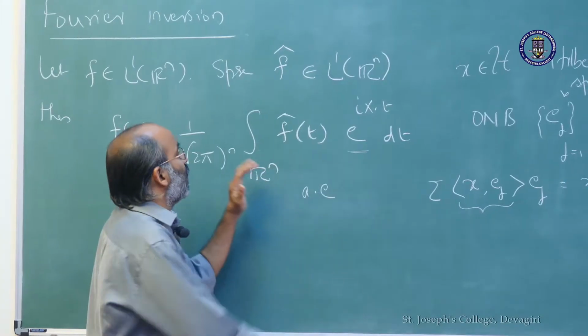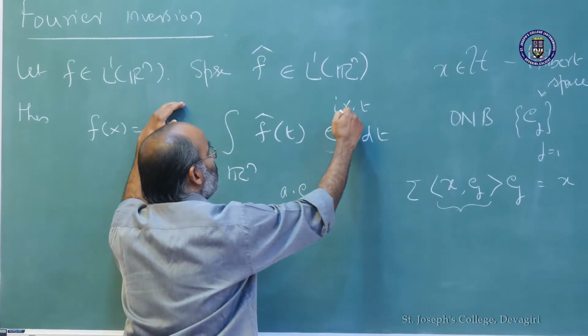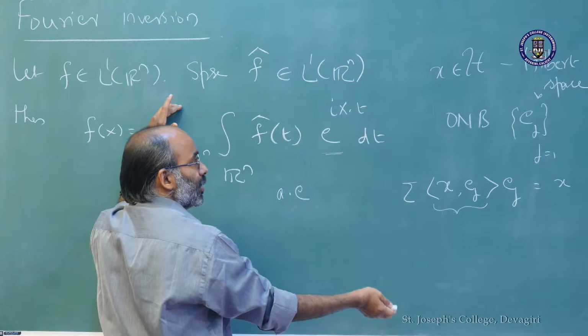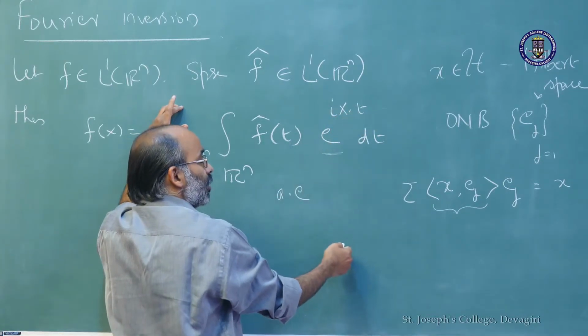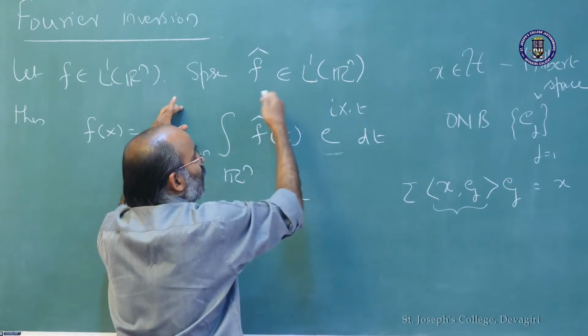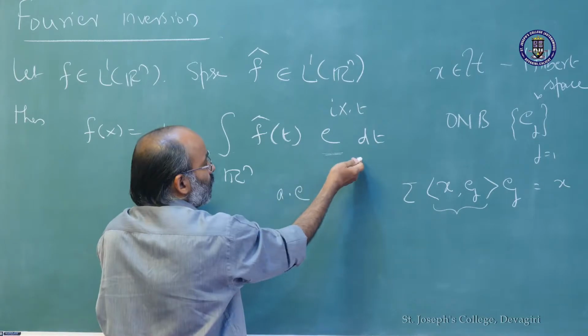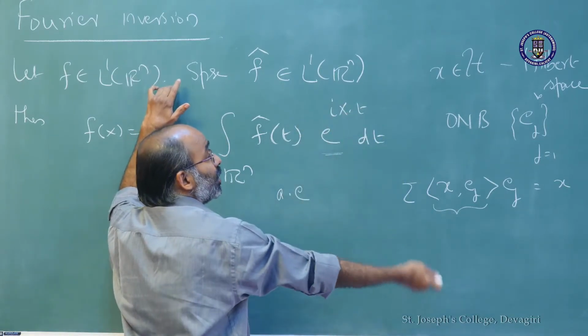So this function, forget f for the time being, this function as a function of x is continuous. It's exactly like how you prove the Fourier transform is continuous. If x_n converges to x, e to the i x_n dot t will converge to e to the i x dot t. f hat is in L1, so it's bounded by f hat, which is in L1. So DCT will tell me that this integral converges to the corresponding integral. So this function as a function of x is continuous.